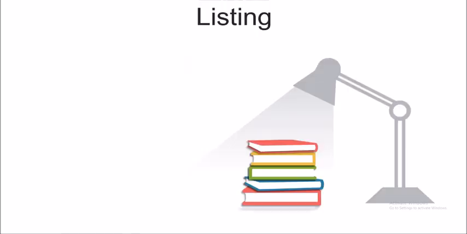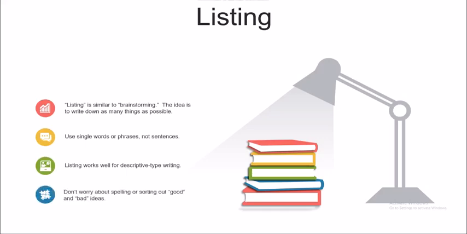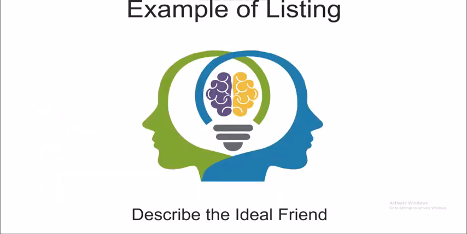Let's start with listing. Listing is similar to brainstorming. The idea is to write down as many things as possible. We use single words or phrases, not sentences. Listing works well for descriptive type writing, like a descriptive essay or descriptive assignment. We don't worry about spelling or grammar or sorting out good and bad ideas.